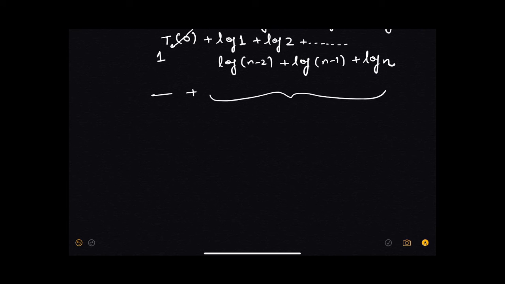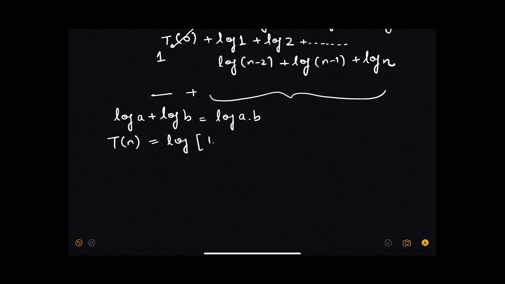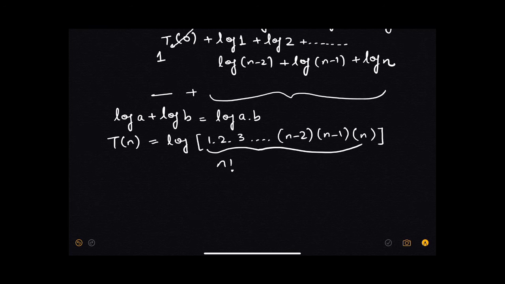Now I want the result of this. We know that if I'm having a statement as log a plus log b, the answer is log(a times b). This is my condition of log. So I can say that the answer of T(n) is log of 1 times 2 times 3 up to (n-2) times (n-1) times n. This is the formula of what? n factorial. So I can say this is log n factorial.